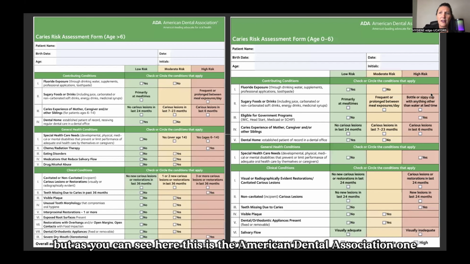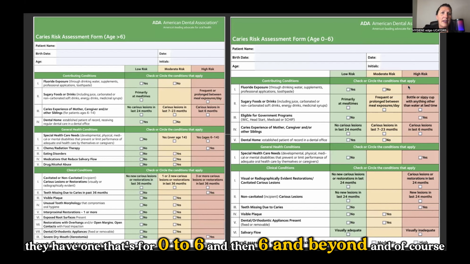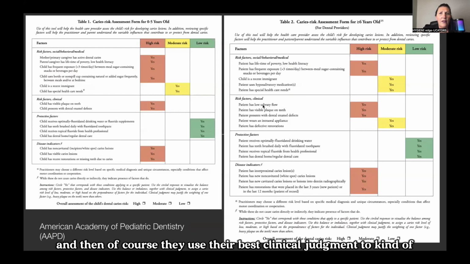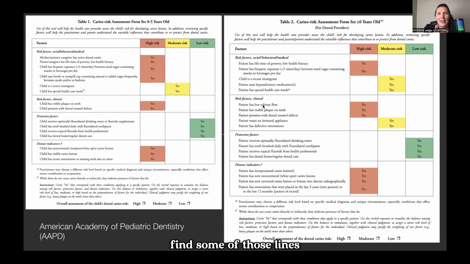As you can see here, this is the American Dental Association one. They have one for ages 0 to 6 and then 6 and beyond. Of course, we have the students mark the boxes and determine if they're low or high risk, or whatever it might be. Then they use their best clinical judgment to find some of those lines.